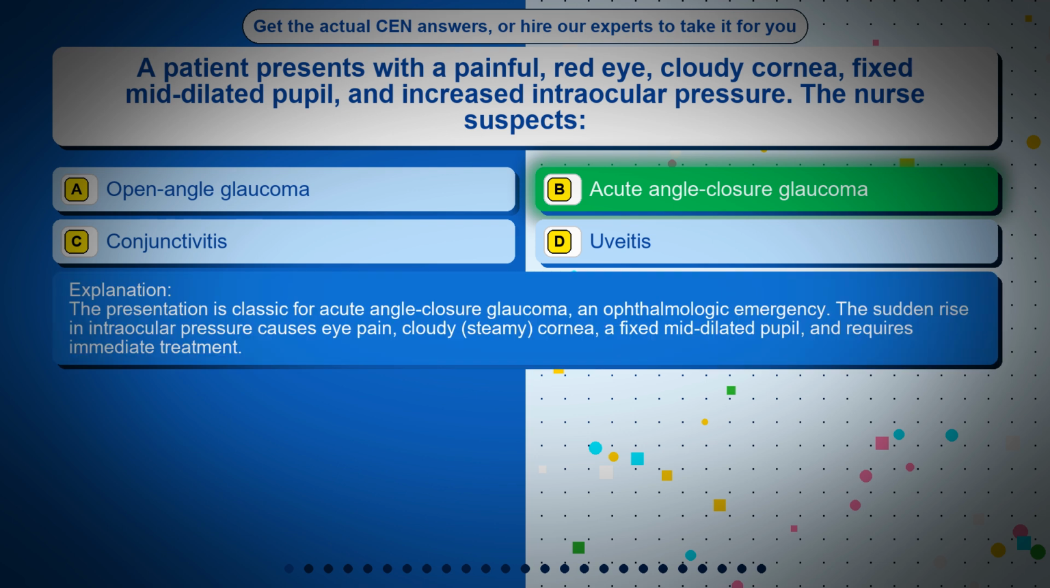The presentation is classic for acute angle closure glaucoma, an ophthalmologic emergency. The sudden rise in intraocular pressure causes eye pain, cloudy, steamy cornea, a fixed mid-dilated pupil, and requires immediate treatment.